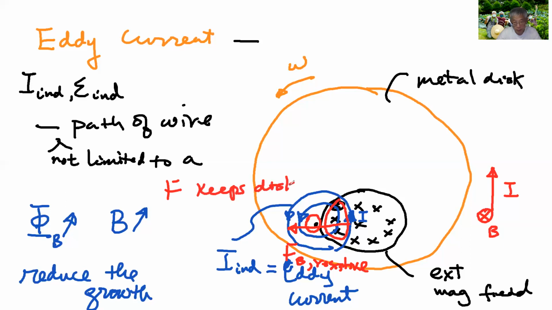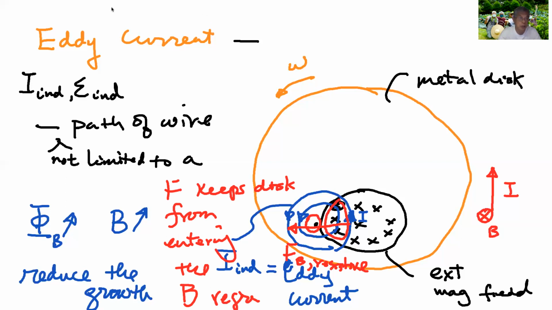This F tries to keep the disc from entering the B region. So this region here. Let me change the color here. Try to keep it from entering this region here.